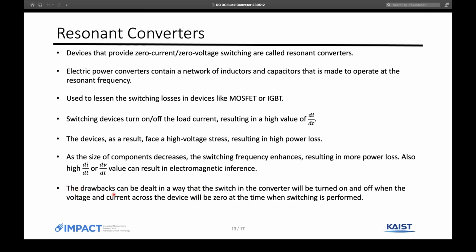The drawbacks can be dealt with by having the switch of the converter turned on or off when the voltage and current across the device are 0. So when the voltage and current are 0, if we can turn the device on and off at that time, then we can deal with this problem, the high value of di by dt or dv by dt. And for that, we use zero current or zero voltage switching.